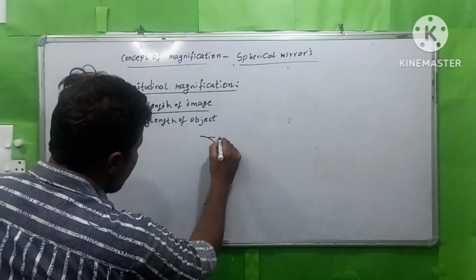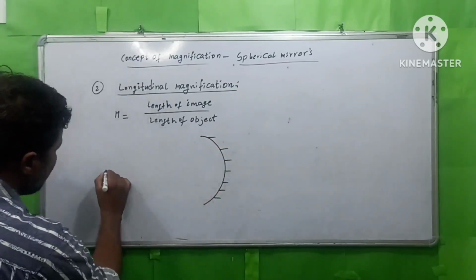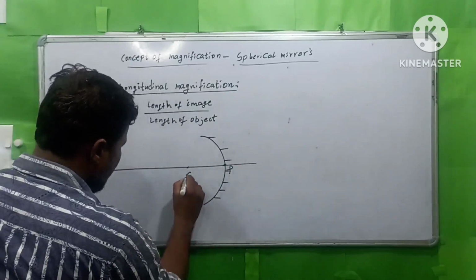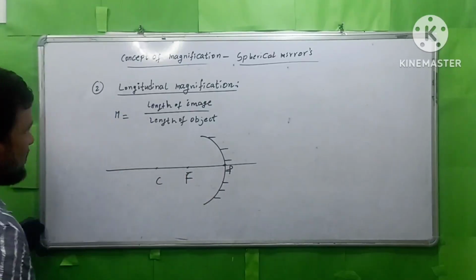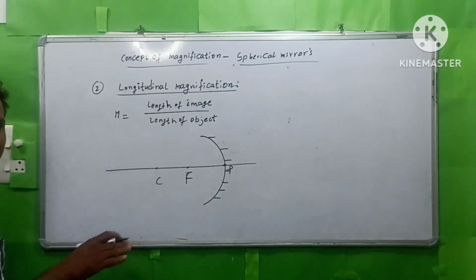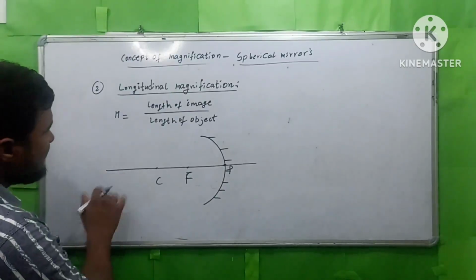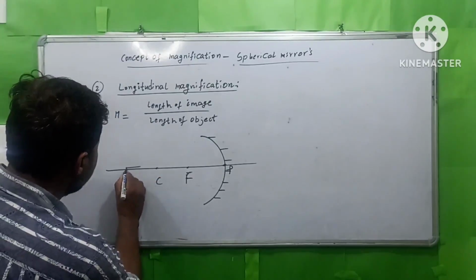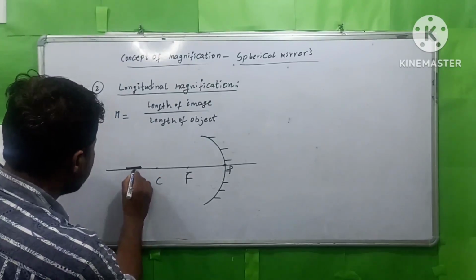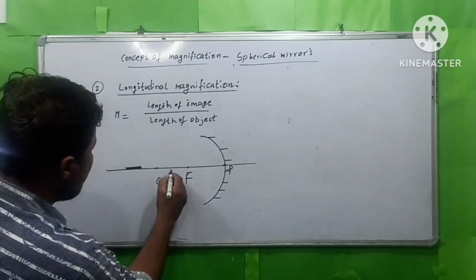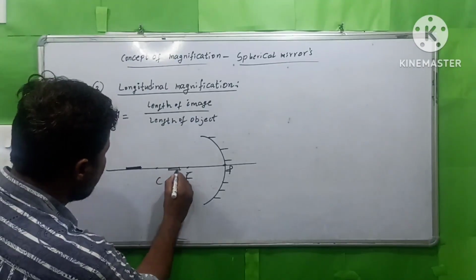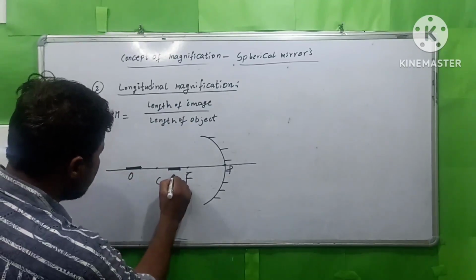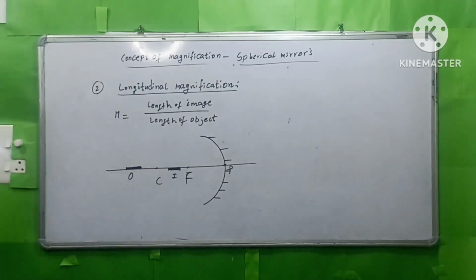Suppose I take a concave mirror, you have to consider here any object along the principal axis. Here, height is negligible. Suppose I kept any object here along the principal axis. As a result, we will get the image inverted between C and F. This is the object, this is the image.